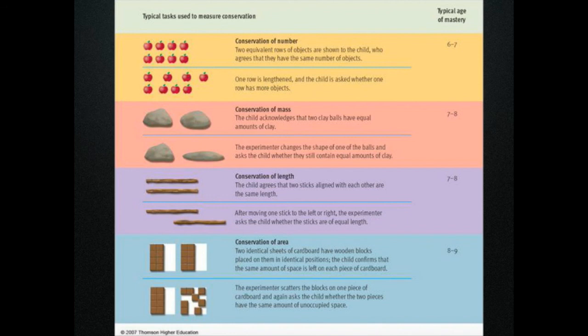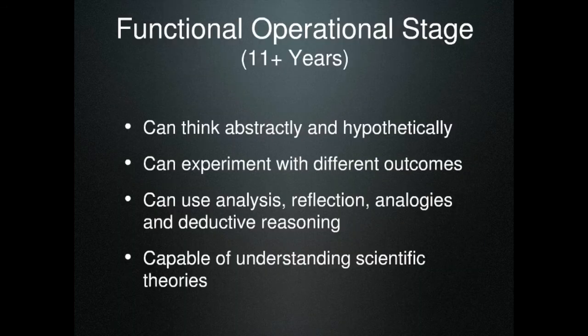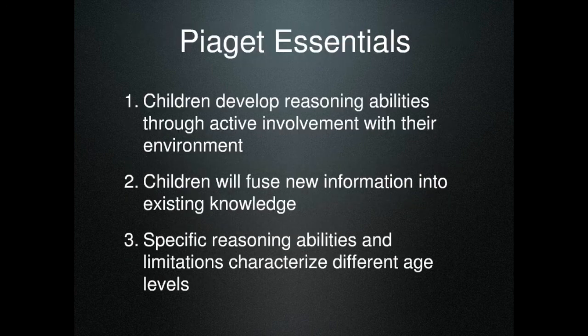And so you start to get conservation of number, conservation of mass, those kind of things. And then the formal operational stage, which is what all of you are in right now, that's where you can finally think abstractly, hypothetically. You can experiment with different outcomes, use analysis, reflection, analogies, those kind of things. So that's really the final stage of Piaget.